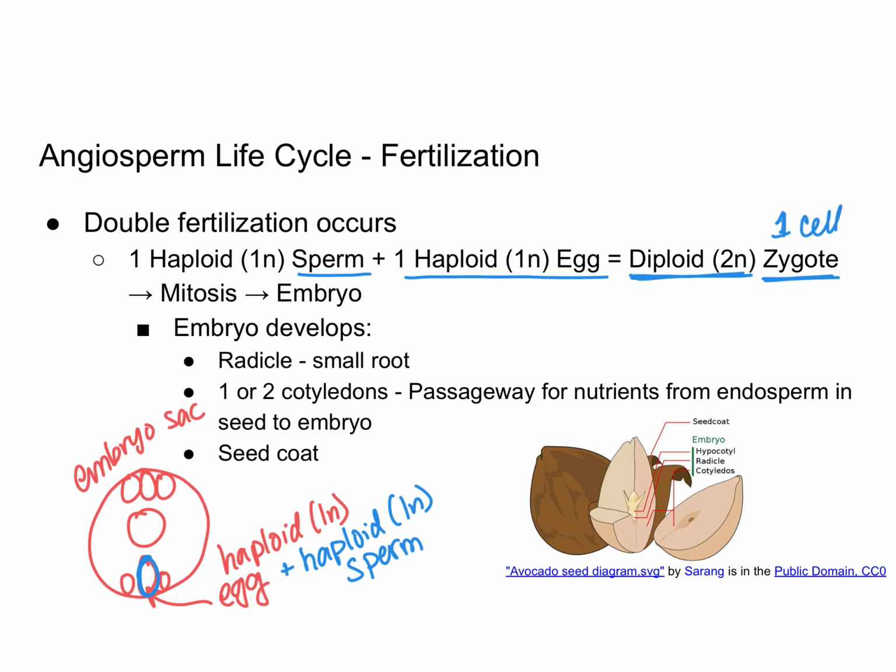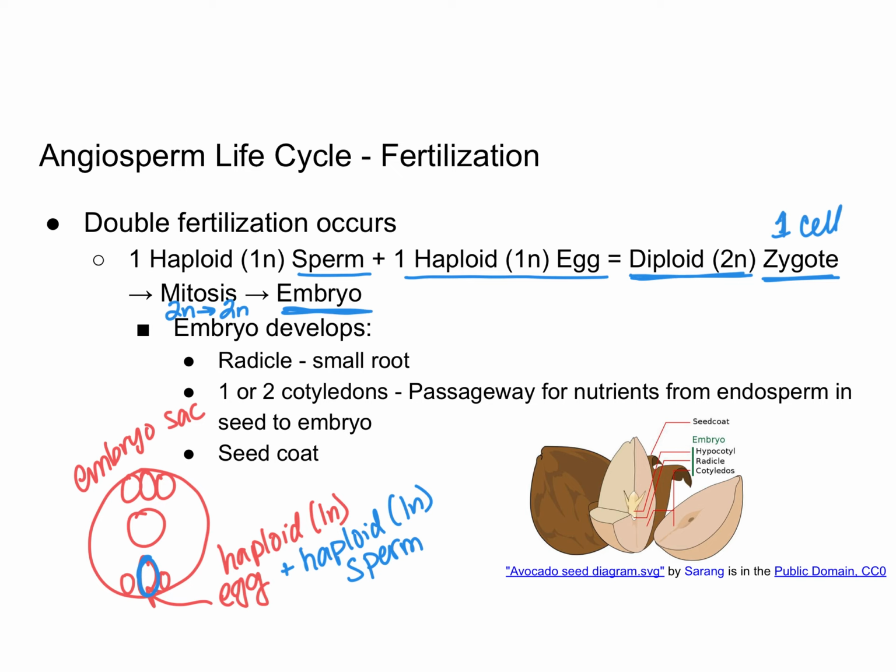Now that zygote is going to go through mitosis, and since the zygote is diploid, all of the cells produced during mitosis are also going to be diploid. And so ultimately what this forms is a developing embryo. And so an embryo is just a group of cells that typically have not started differentiating, or maybe have started differentiating a little bit in order to ultimately develop into a full-sized organism.